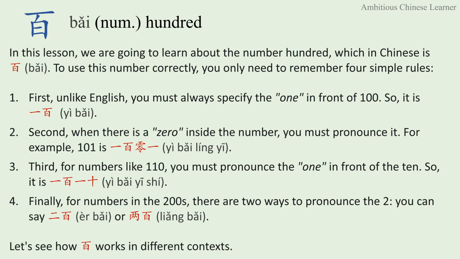Finally, for numbers in the 200s, there are 2 ways to pronounce the 2. You can say 二百 or 两百. Let's see how bai works in different contexts.